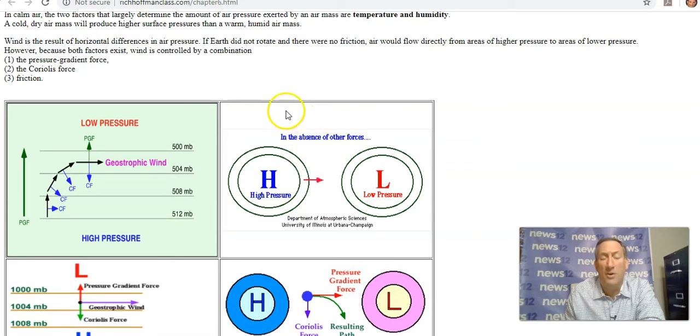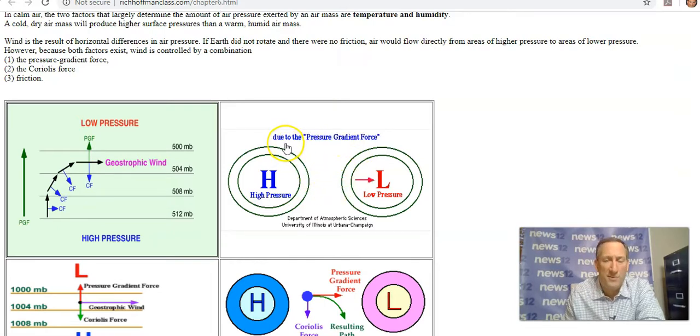All right, so what are we looking at with the wind? The wind is a result of horizontal differences in air pressure. And so the difference in pressure causes wind. Now, the greater the difference in the air pressure, the stronger the wind. That would be called a steep pressure gradient. So the three forces we look at are the pressure gradient force, which is the wind that'll flow from high pressure to low pressure in the absence of any other forces.